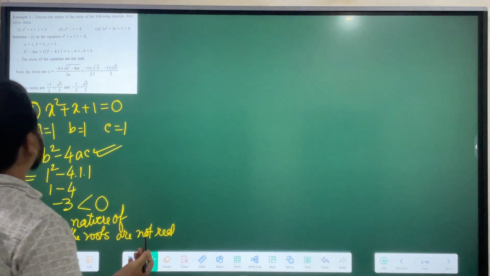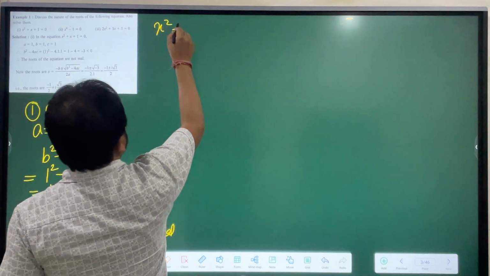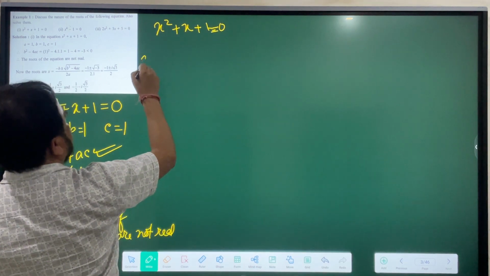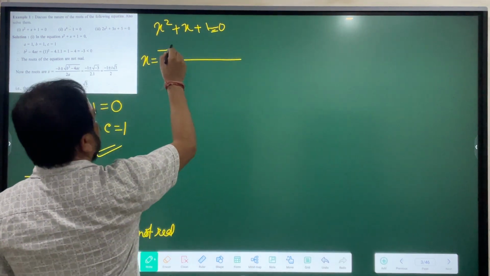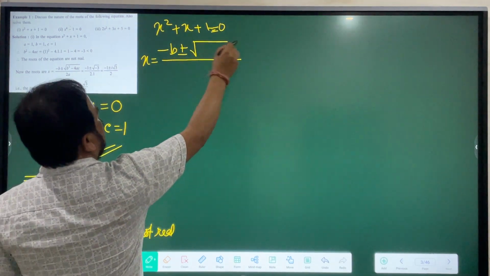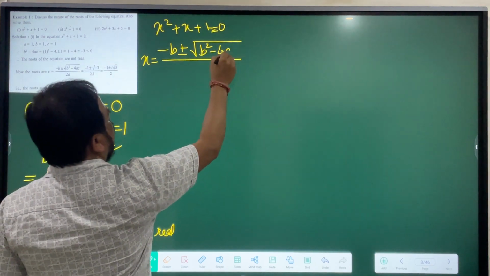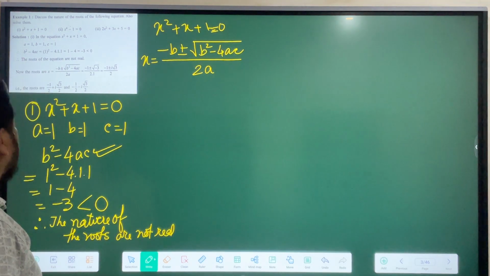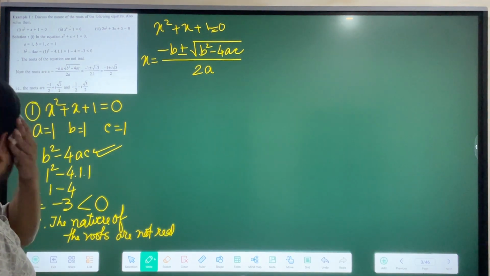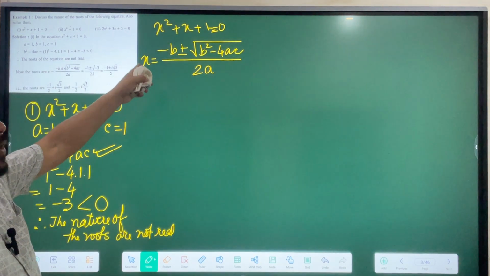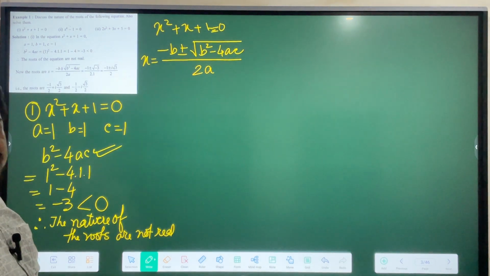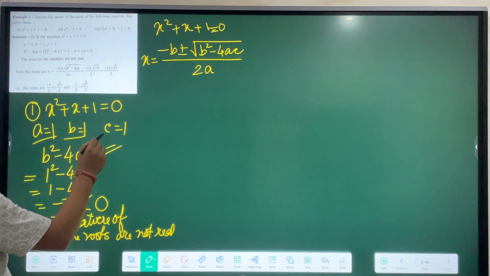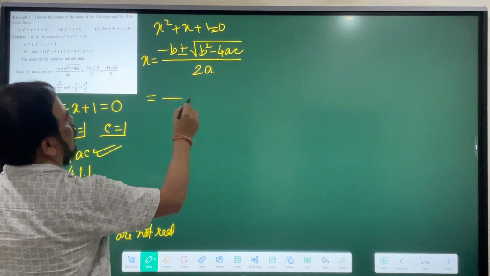Then it was told to also solve them. To solve an equation, this is x square plus x plus 1 equals to 0. So to solve an equation, there is a formula, I have told you already, and you also got x equals minus b plus minus square root of b square minus 4ac by 2a. This is the formula to find out the roots of any quadratic equation, any. So here, as we have written already, a, b, c. So we will put the values now.